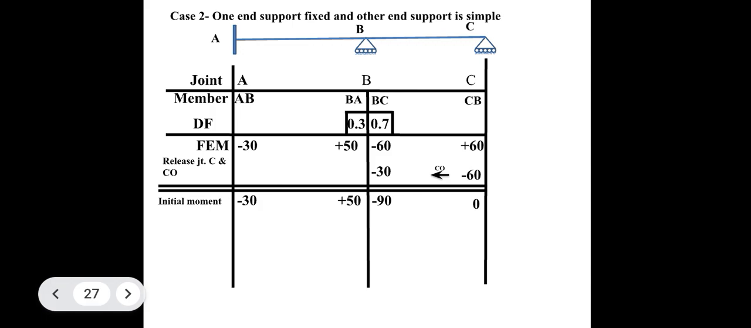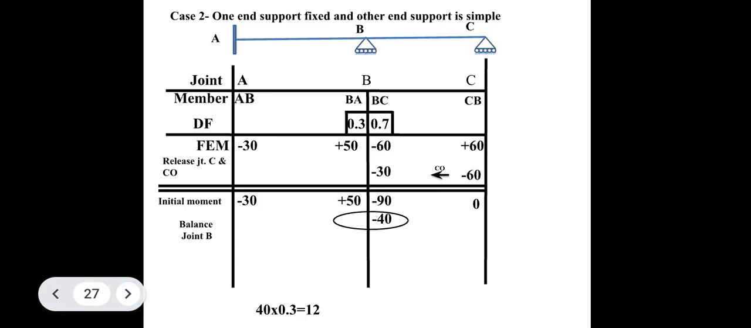What will be unbalanced moment? Obviously unbalanced moment is the difference of 50 and minus 90. So unbalanced moment will be equal to minus 40. Now this minus 40 is to be distributed in the proportion of their distribution factor, which we have assumed in this case 0.3 and 0.7. So when we distribute, we will distribute with the opposite sign. Always remember, carry over with the same sign and distribute with the opposite sign.